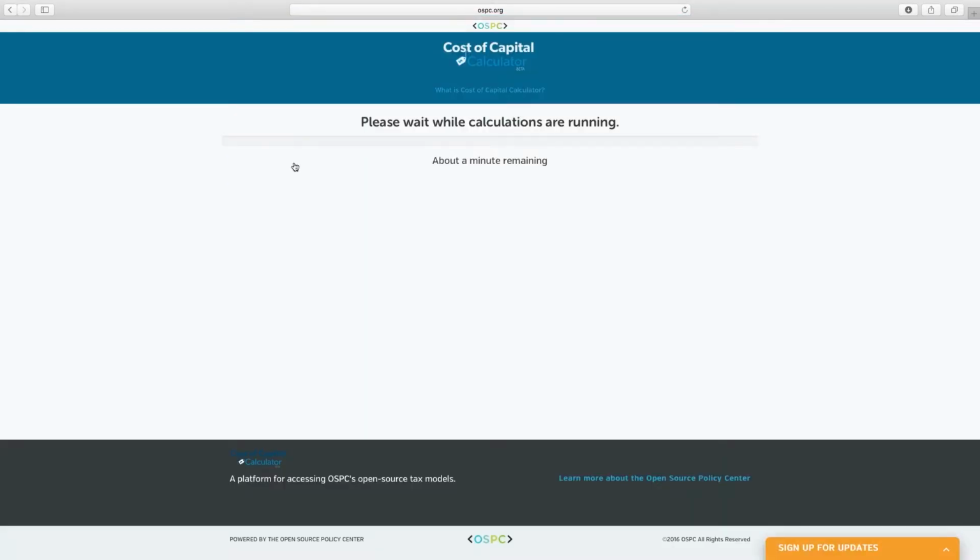The model will take a couple minutes to run. What's going on behind the scenes is that the Cost of Capital Calculator is communicating with OSPC's tax calculator to compute marginal tax rates on individuals' income from investments. It's also running a model called BTax, which computes the marginal effective tax rates on businesses' investments, which include those individual level taxes. It also uses data from the Bureau of Economic Analysis and the IRS to understand what types of assets are held in different sectors of the economy.